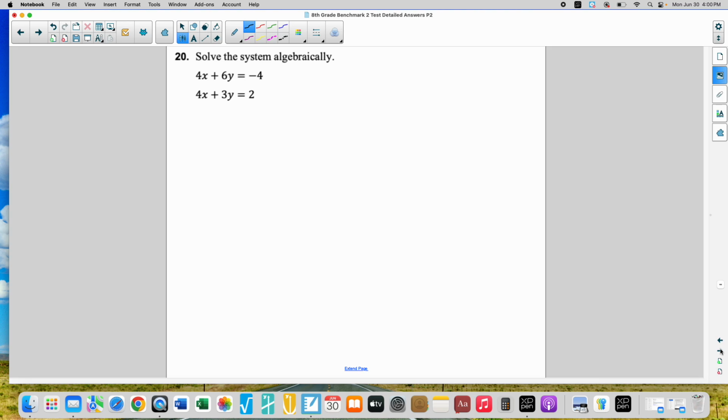Solve the system algebraically. Okay, so what we want to do is we want to cancel one of these variables. We can either do substitution, but this is not set up for substitution. It's actually set up for addition and multiplication. But if I add them, nothing's going to cancel. So I'm going to multiply this entire equation by -1. And that changes the sign for each of those. That becomes -4x minus 6y equals +4.